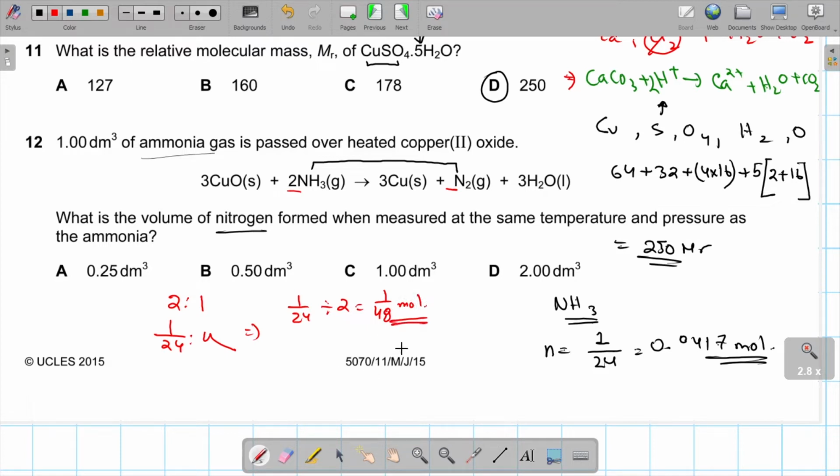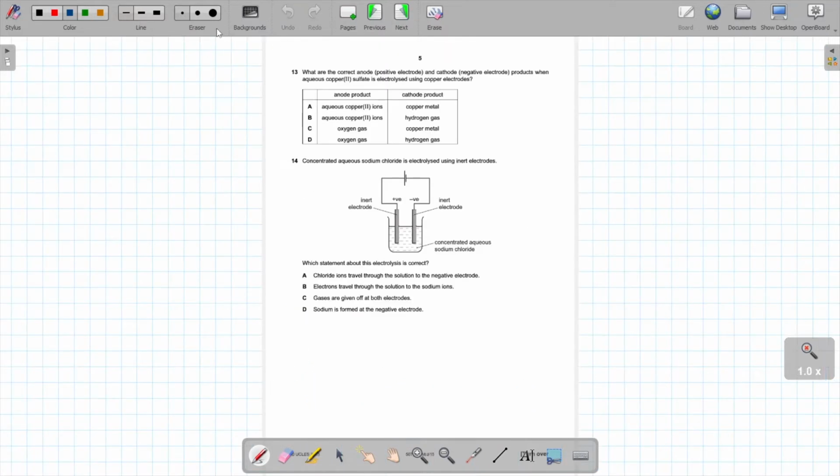So now, what is the volume of nitrogen produced? We know moles is volume divided by 24. So what is the volume? Volume is moles times 24. So it's 1 by 48 times 24, which is going to be 0.5 dm cubed. So the answer for 12 is 0.50 dm cubed. Let's move on to the next question.